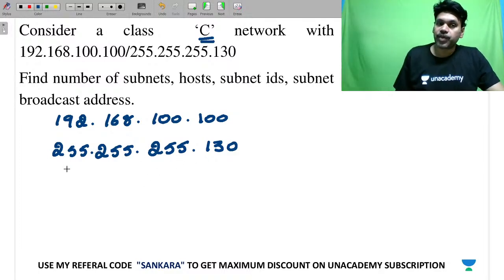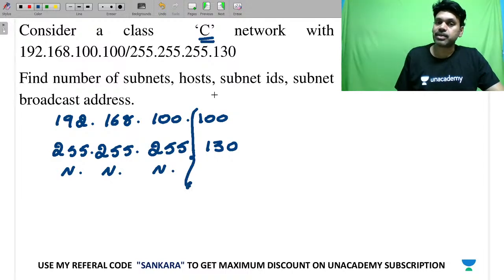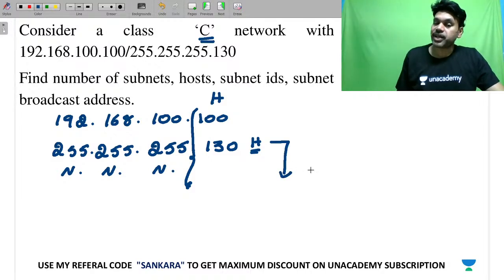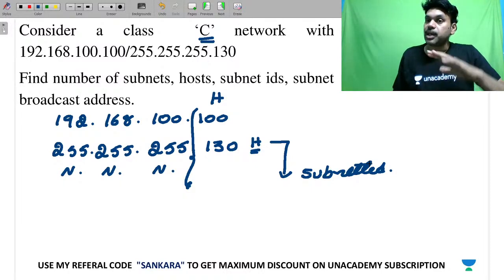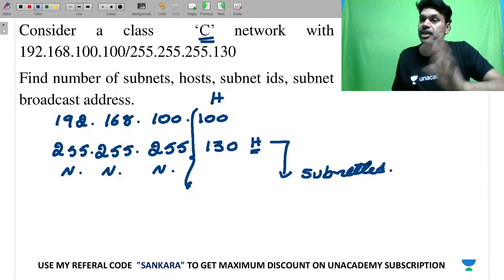So we understand that according to class C, the first 3 octets are NID and the last octet is HID, right? In this mask, the HID part is manipulated. Instead of 0, there is some other non-zero value. When HID is manipulated, we understand it is subnetted. If NID is manipulated, it is supernetted. Please understand carefully: if NID is manipulated, it is supernetting; if HID is manipulated, it is subnetting.